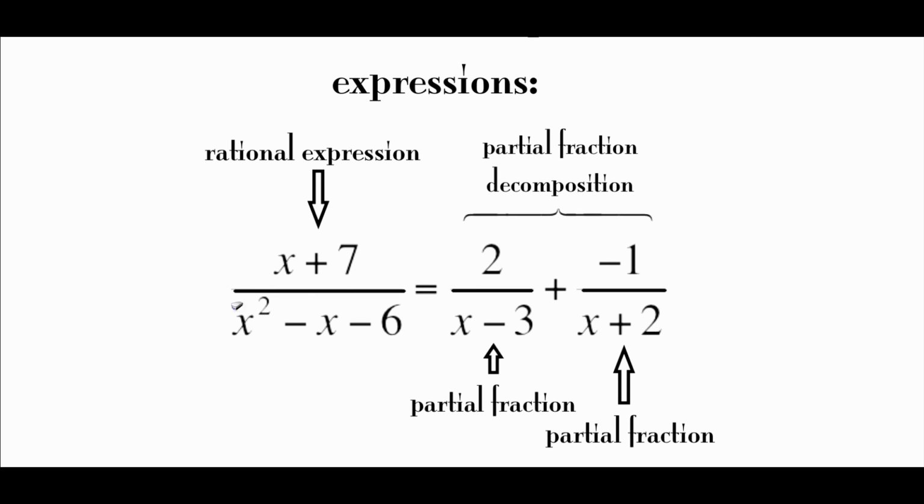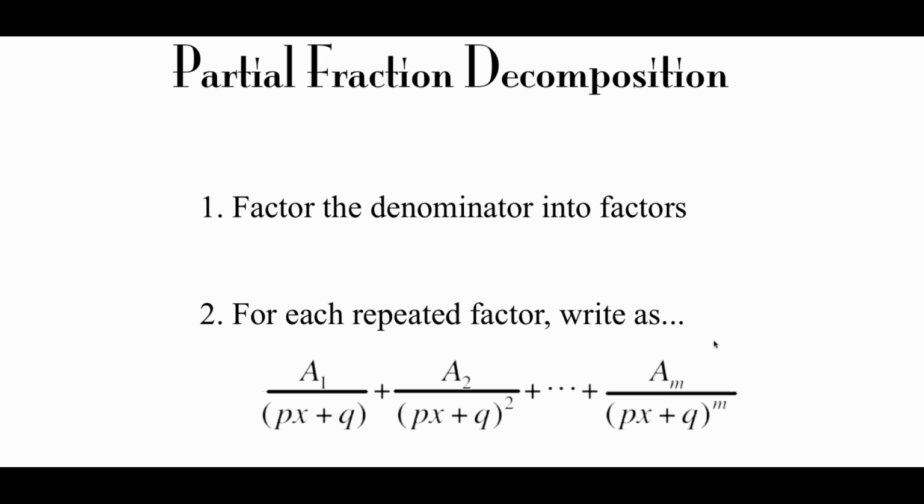So in our picture, we've got this rational expression on the left-hand side, x plus 7 over x squared minus x minus 6, and its partial fraction breakdown on the right-hand side. Each one of these individual fractions is called a partial fraction, and the entire sum on the right-hand side is called our partial fraction decomposition. A couple of steps we go through when we're finding a partial fraction decomposition. First thing we want to do is factor out the denominator as much as we can, and then we'll use those factors to split up our fractions. If we have a repeated factor, then we need to make sure we're including every power of that repeated factor.